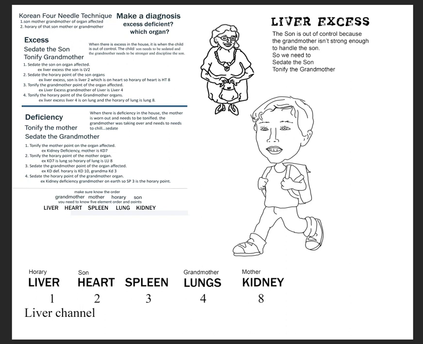Because when you sedate the son, you can see the son is liver 2. Then you look, it's the heart, right? Because that's how the 5-element theory runs down. Liver, heart, spleen, lungs, kidney runs that way every time. You know it's the heart, so the Hore of the heart is heart 8, right? Heart 8. So it's liver 2 and heart 8, and that we're going to sedate.